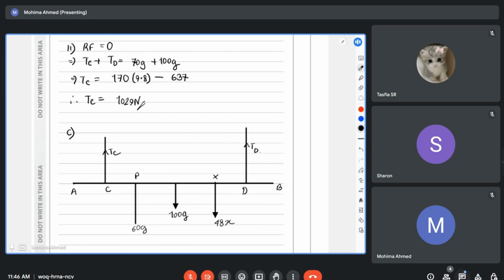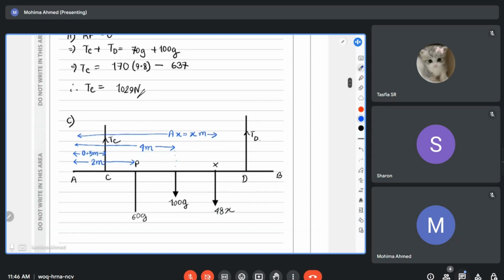So in this way, from point A to P you have this length 2 meter, right? From A to C you have this length as 0.5 meter. And then from A to the center of gravity you have this length as 4 meter, because it acts from the center, right? This is 4 meter. From A to X, that is AX, which is x meter, which we have to calculate.